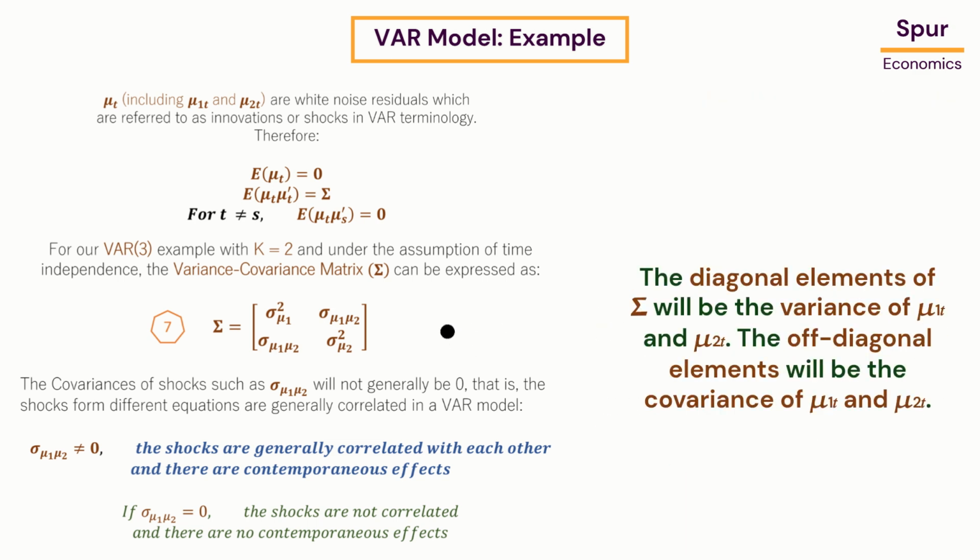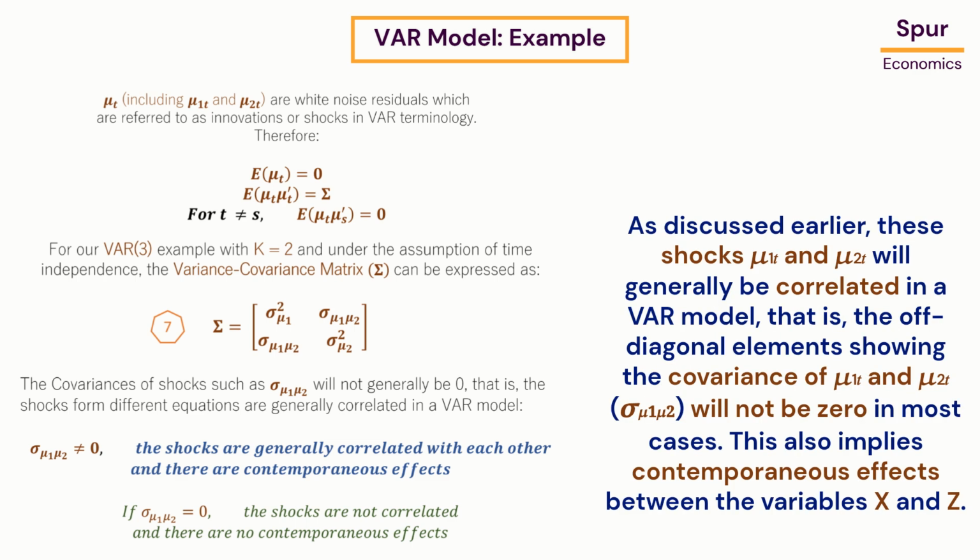The diagonal elements of sigma will be the variance of mu1t and mu2t. The off-diagonal elements will be the covariance of mu1t and mu2t. As discussed earlier, these shocks mu1t and mu2t will generally be correlated in a VAR model, that is, the off-diagonal elements showing the covariance of mu1 and mu2 will not be zero in most cases.